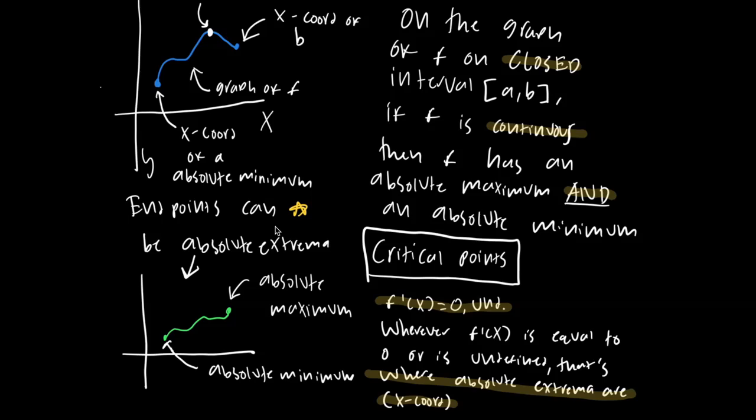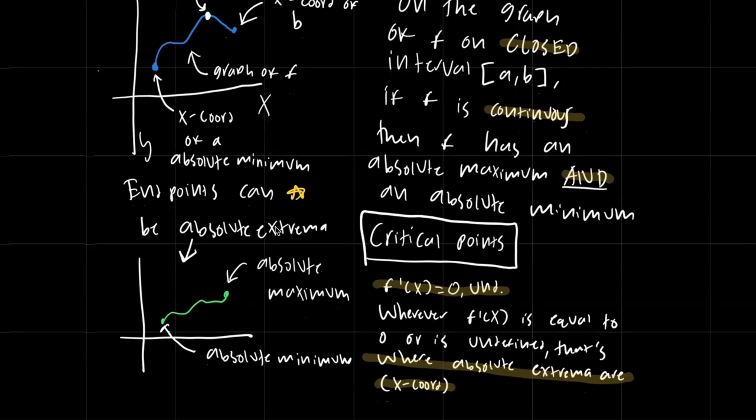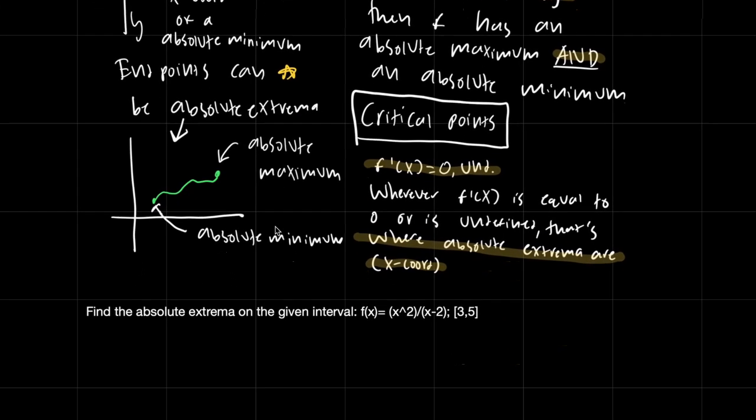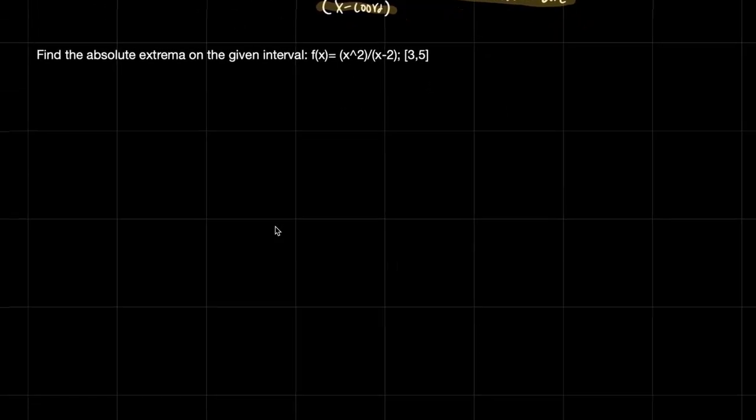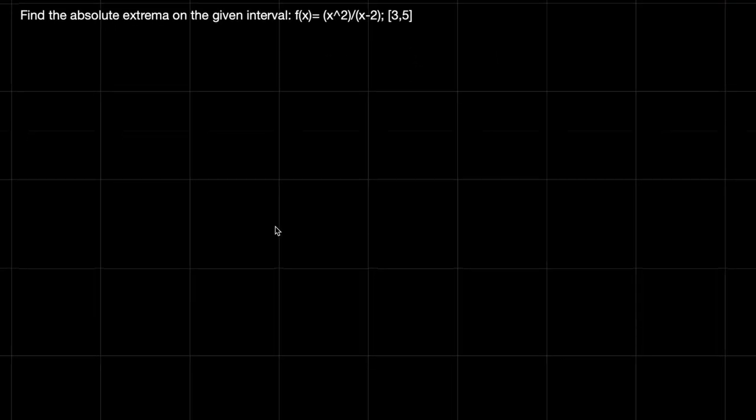Okay, let's roll into our practice problem. Find the absolute extrema on the given interval: f of x is equal to x squared over x minus 2 on the closed interval 3 to 5.